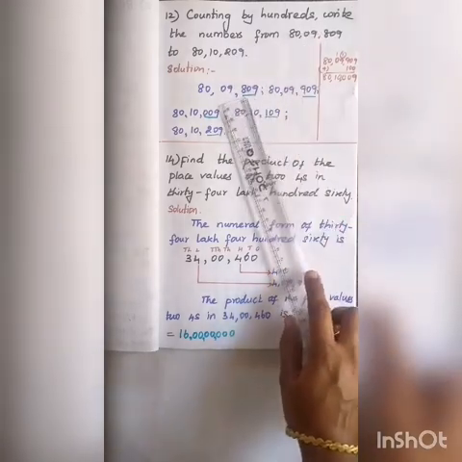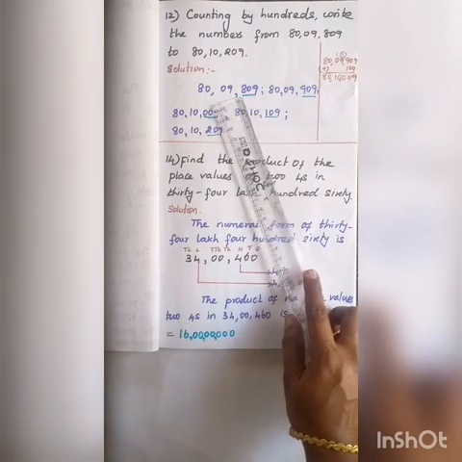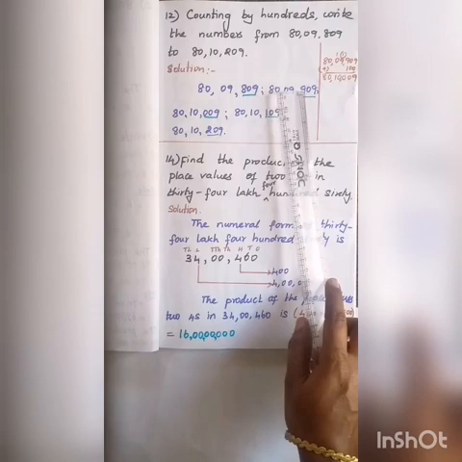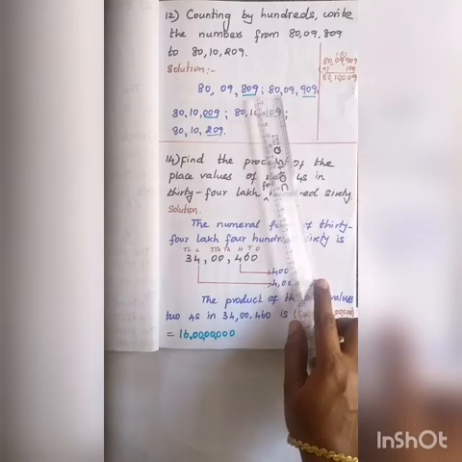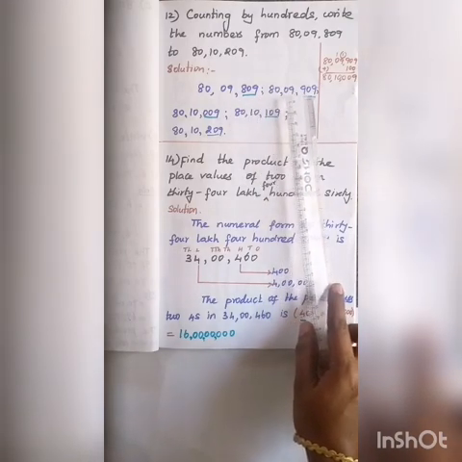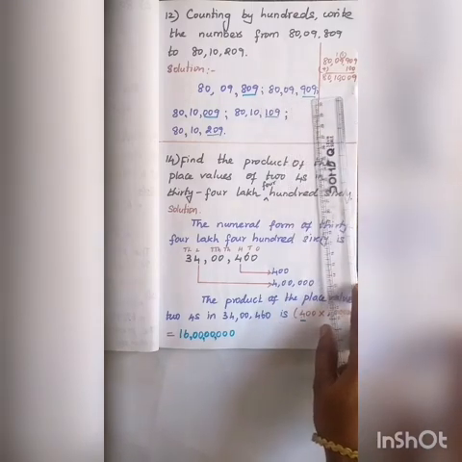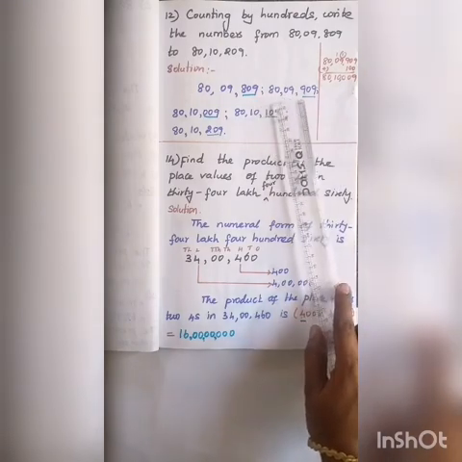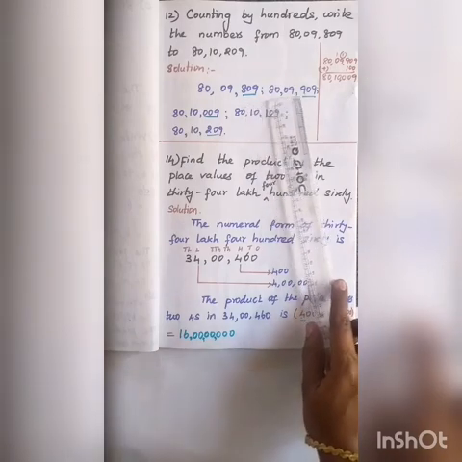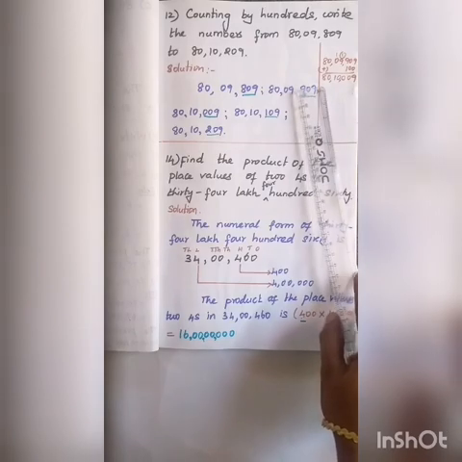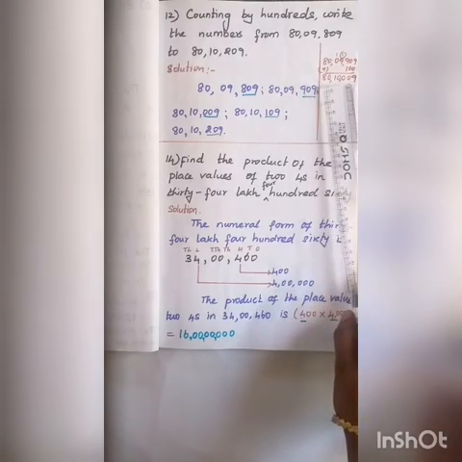So you count 100 to this. In the hundreds place you have 8, so the next number will be 909. So 80,09,909. After that you have to count 100 to this 80,09,909. So you add 100 to this number and you get 80,10,009. So you put 80,10,009.